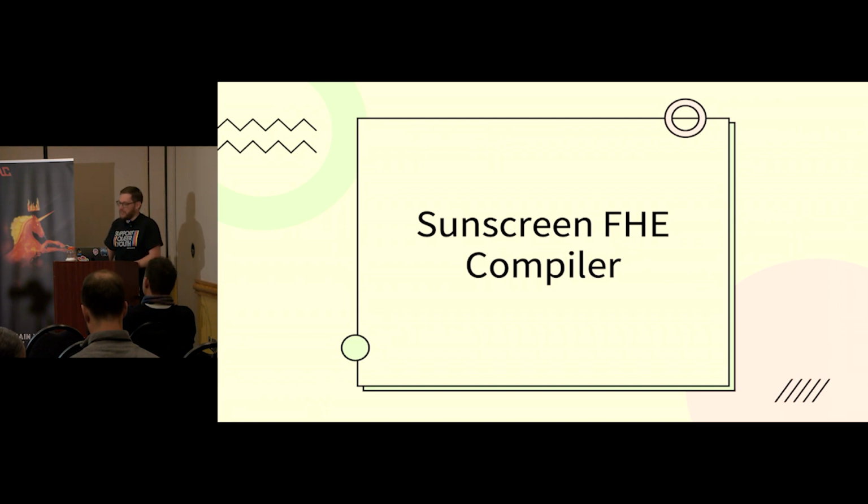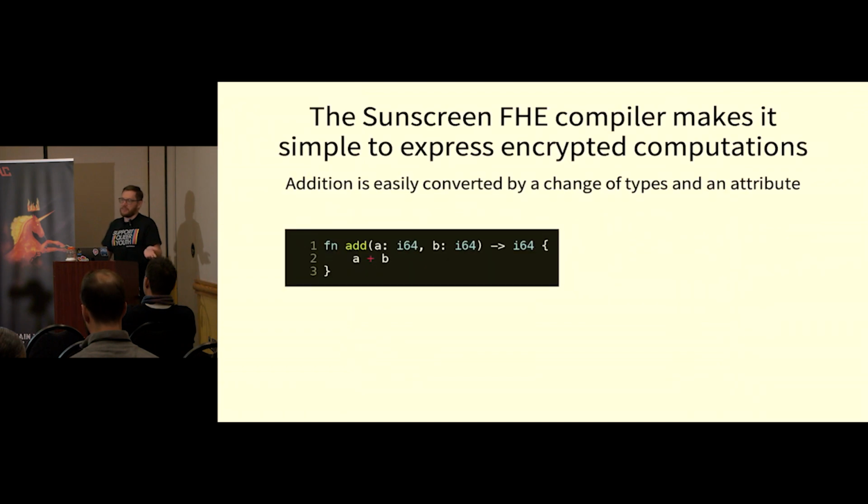And that's where the Sunscreen FHE compiler comes in. Sunscreen is the company that I work at, and we have a compiler in Rust that will take your programs that are written in Rust and convert them into FHE programs. So let's look at an example here. Here's the add function in Rust. It's very simple for integers. You just define that you've taken two types that are signed, and then you return a signed result, and then you just do the normal addition.